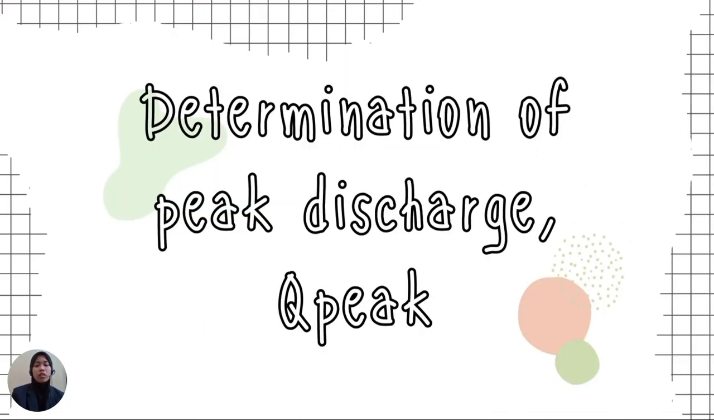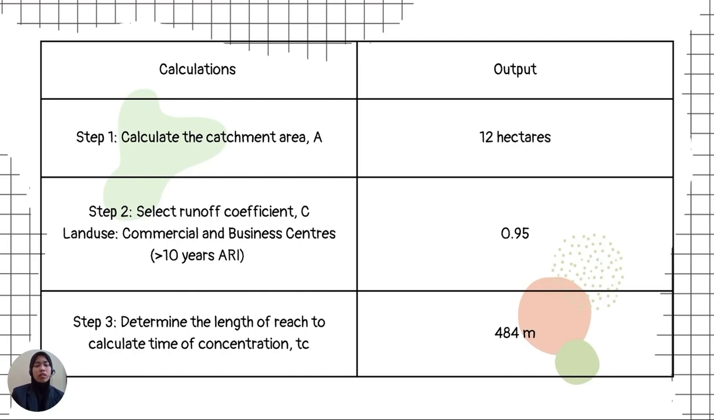For the calculation of discharge, Q peak, step 1 is to calculate the catchment area. We get 12 hectares. Step 2 is to select the runoff coefficient. The land use is commercial and business center, and ARI is more than 10 years, so we get the runoff coefficient as 0.95. Step 3, determine the length of ridge to calculate time of concentration, TC. The length of ridge is equal to the length of the drainage, and as I mentioned before, the length of the drainage is 484 meters.